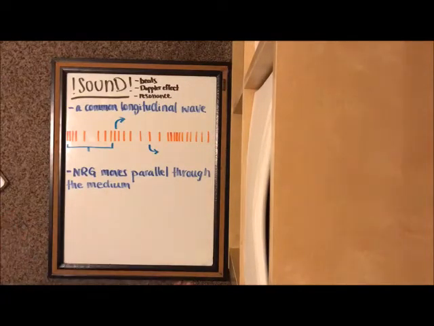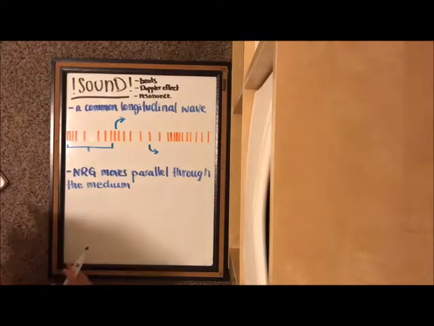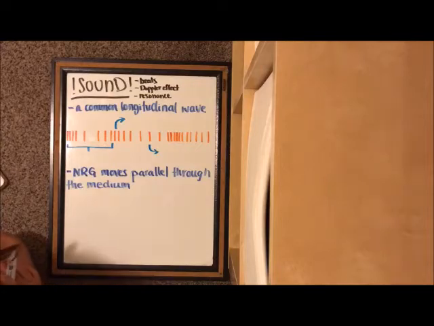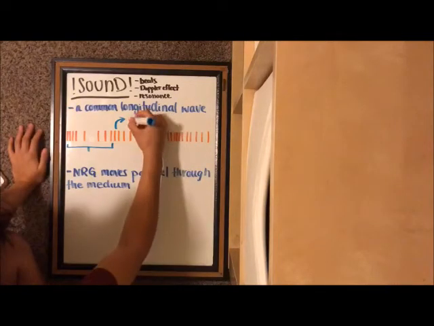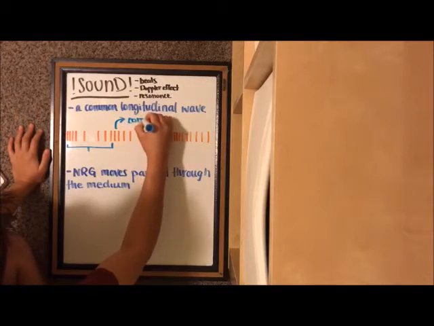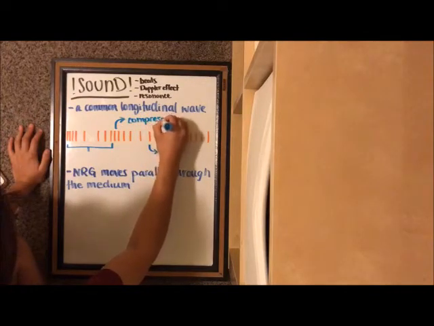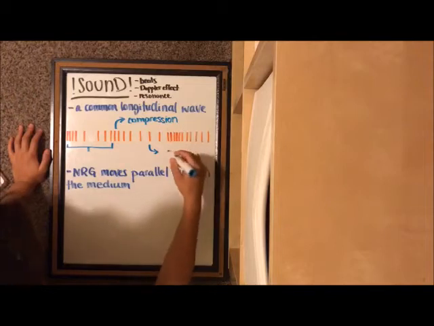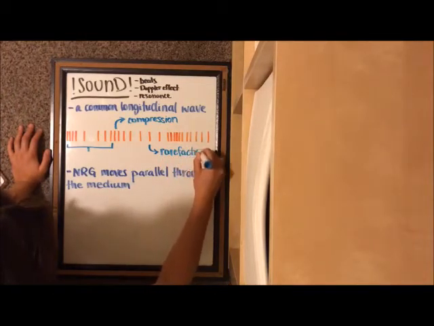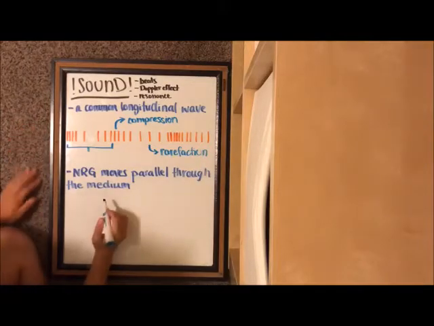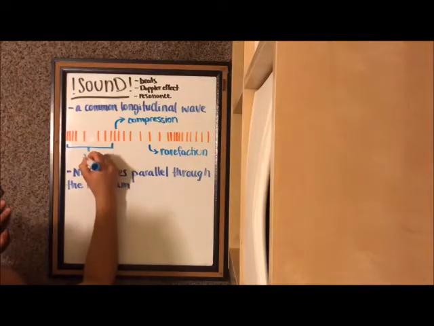I'm going to talk a little bit about sound. Sound is a common longitudinal wave, and longitudinal waves are characterized when the energy is moving parallel through the medium. When the medium is compressed, we call it a compression. And when it is not, it's called a rarefaction. The length between compressions would be the wavelength.